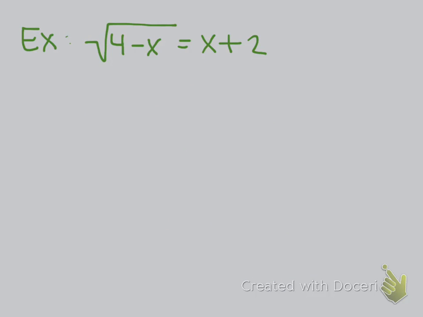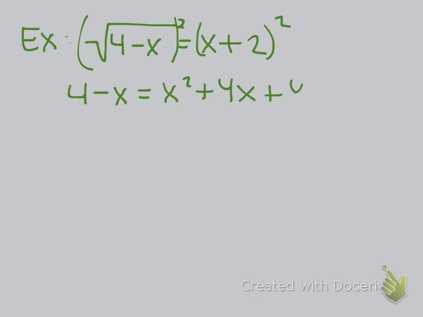Okay, second example. Radical 4 minus x equals x plus 2. Again, we're going to square both sides of the equation. On the left-hand side, that means that we have 4 minus x. On the right-hand side, we have to do x plus 2 squared. That's a pattern we know well. That will be x squared plus 4x plus 4.